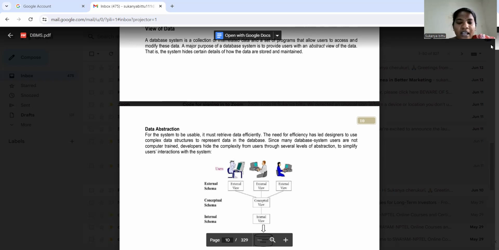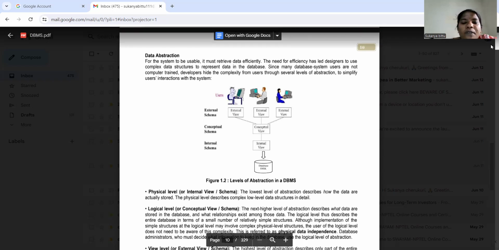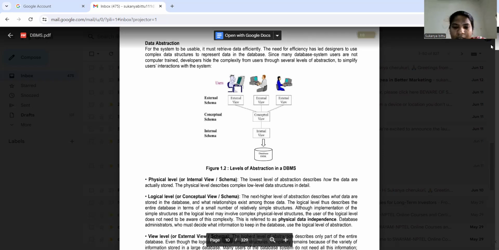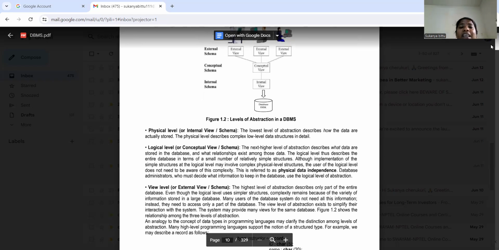So here, external schema. What is a schema? A blueprint of data, and it will help in designing the database. Conceptual schema and internal schema. External view, conceptual view and internal view. These are all the data stored in the database disk, DBMS. So physical level, logical level, and view level. These are the three levels in the DBMS.